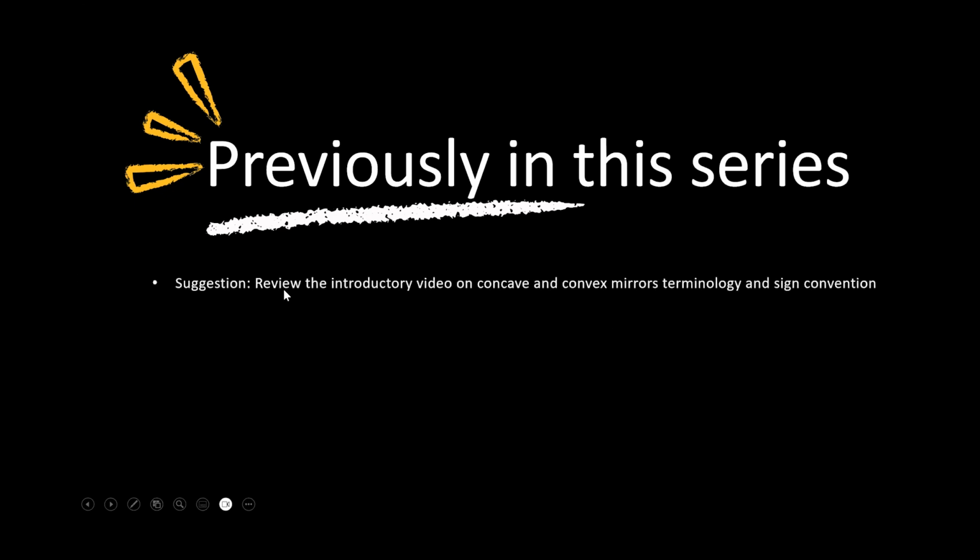So please again review the previous material we did, especially the intro video on sign convention and notation. Also, we went ahead and analyzed the image of an object produced by a convex mirror, and we did another video on exercises already. So this is the last video. Let's go ahead and begin.